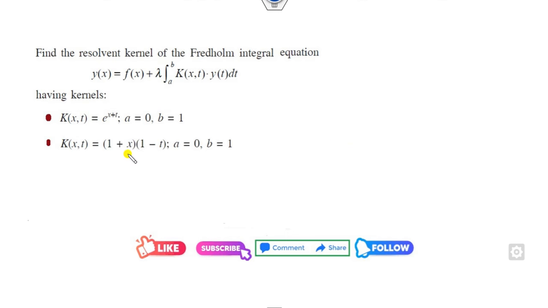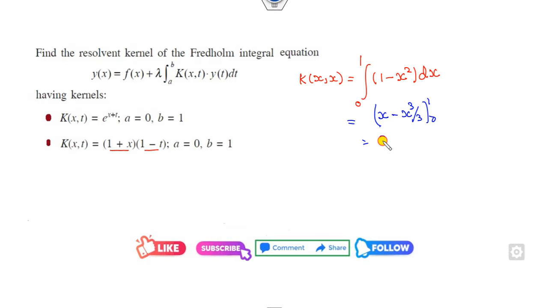Look at this another one. Again you can see this is a function of x, this is a function of t, which is multiplied. So what is K(x,x)? Integration is from 0 to 1. (1 + x)(1 − x) is 1 − x². So can you find the integration of this? It's x − x³/3 from 0 to 1. So it is 2 over 3, which is not equal to 1 over lambda. So I assume that lambda is not equal to this.